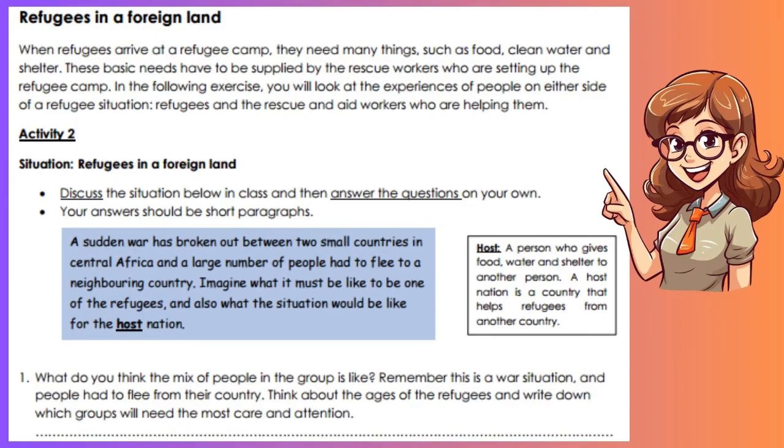Imagine what it must be like to be one of the refugees, and also what the situation would be like for the host nation. Host: a person who gives food, water, and shelter to another person. A host nation is a country that helps refugees from another country. 1. What do you think the mix of people in the group is like? Remember, this is a war situation and people had to flee from their country. Think about the ages of the refugees and write down which groups will need the most care and attention.